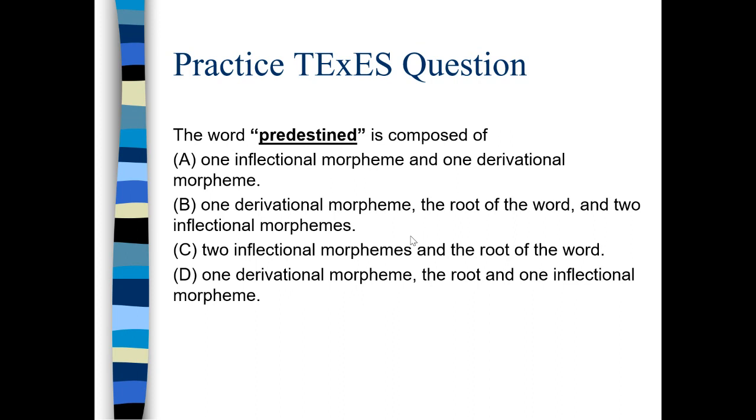The word predestined is composed of one inflectional morpheme and one derivational morpheme, the root of the word, and 2 inflectional morphemes, and so on. I'll let you read the rest of those. But take a look at this and see if you can decide or choose the best answer to that question. Predestined is composed of what? If you need to go back, just scroll back on the scroll bar to look at the definitions of inflectional and derivational morphemes.